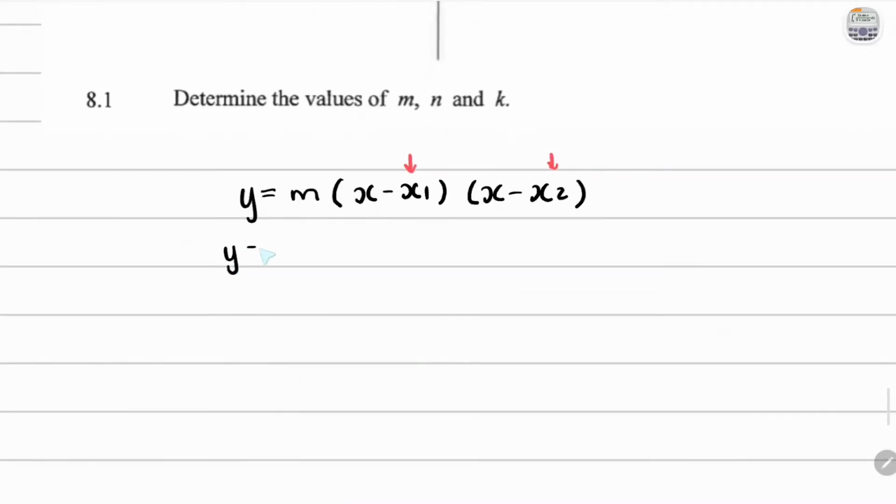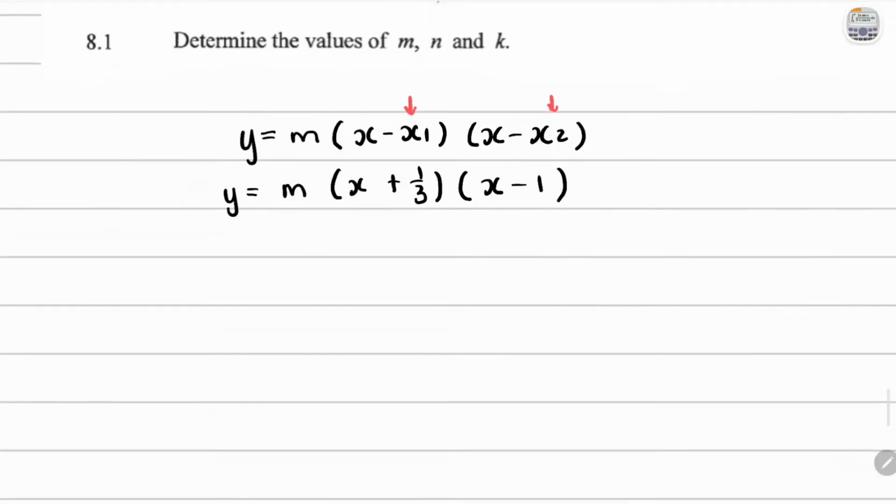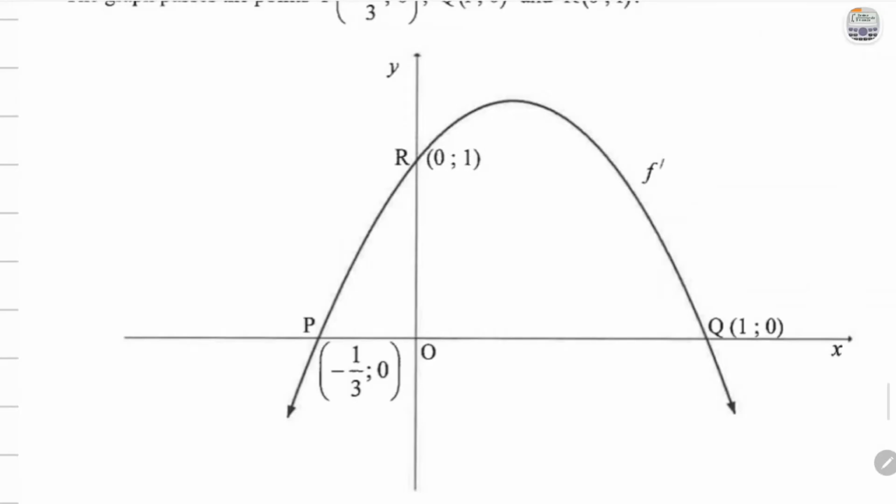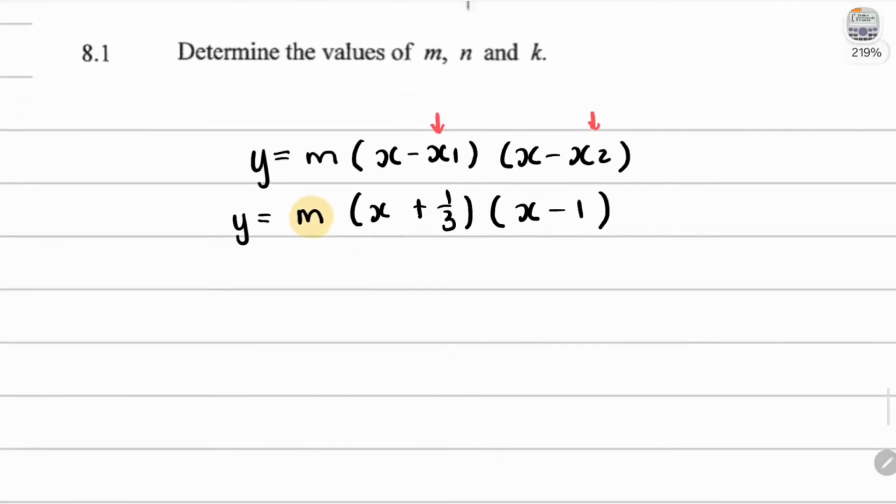So our equation so far is y equals m times x minus -1/3, which becomes +1/3, and then multiply by x minus 1. And now at this point, we almost have our equation. The only thing missing is m. So in order to find m, we just need one point that has an x and a y value. And we have a point. We have this point R, 0 and 1. So we can go ahead and substitute 0 and 1 into this equation. So this will go in the place of x, and that is y.